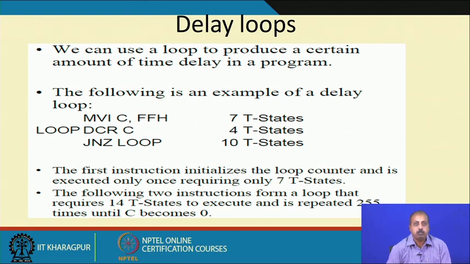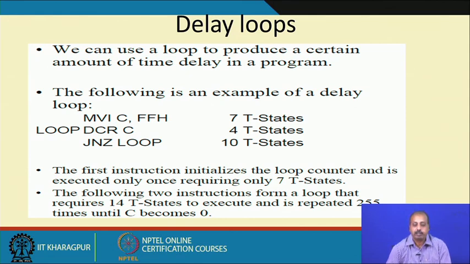So we can use a loop to produce a certain amount of time delay in a program. For example, if we look into this program: MVI C, FF hex, then decrement C, and jump on not zero to loop. If you consult the manual, you will find that this MVI instruction takes 7 T states, then this decrement C.